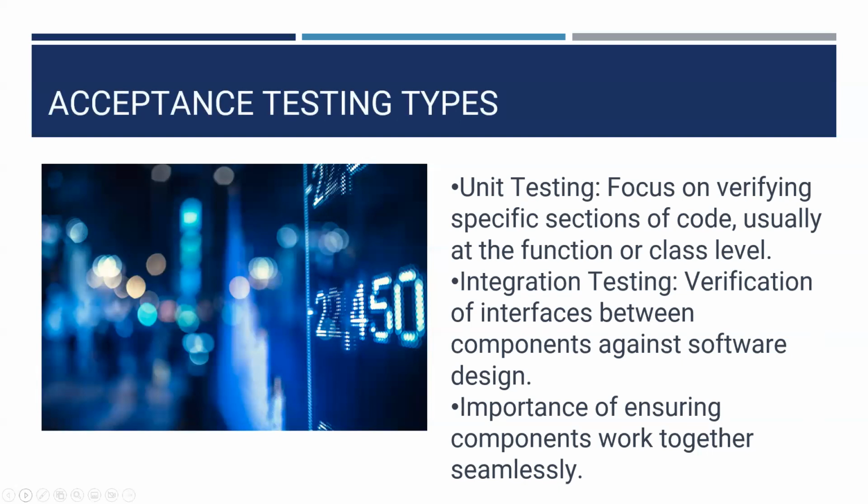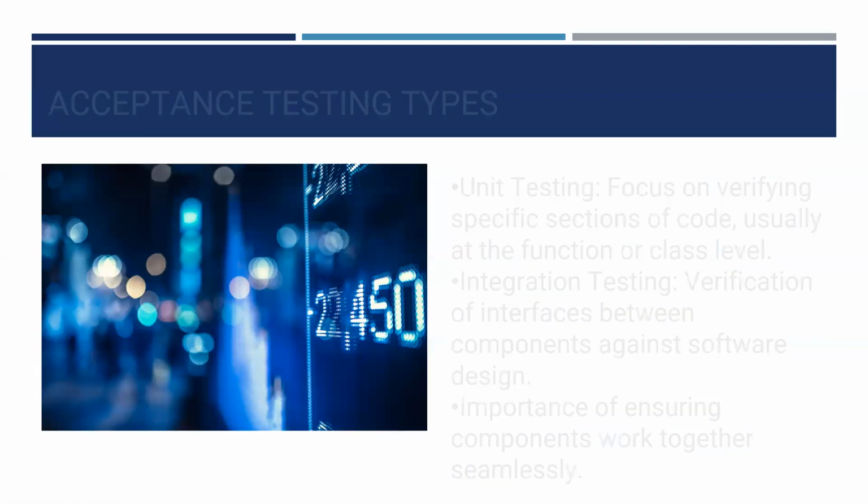So we can now transition into acceptance testing. We explore user acceptance test, or UAT, operational acceptance test, or OAT, and contractual and regulatory acceptance testing. Each type plays a unique role in ensuring that software meets the expectations of the person who needs it. We can emphasize the hands-off process of this. So unit testing focuses on verifying specific code, while integration verification ensures components work seamlessly together.